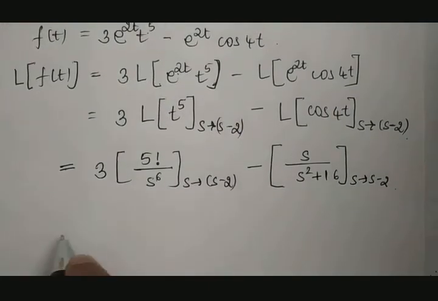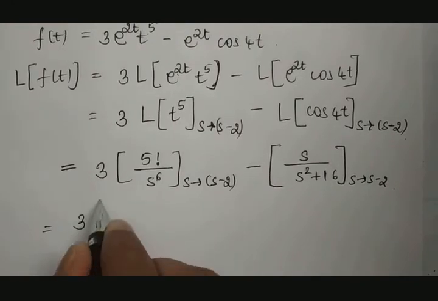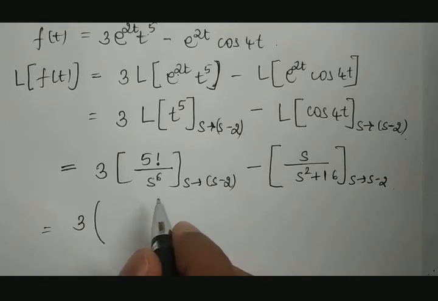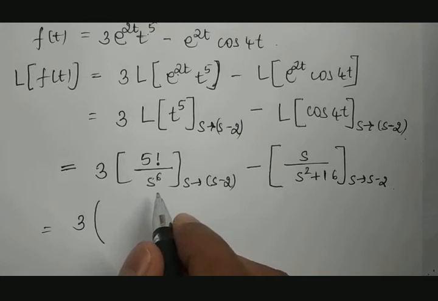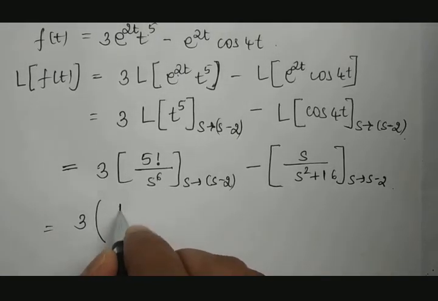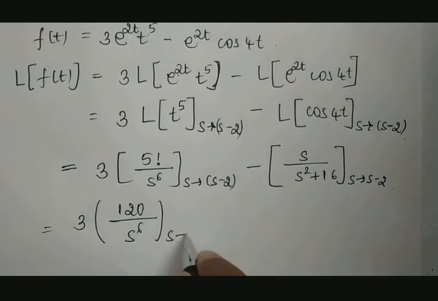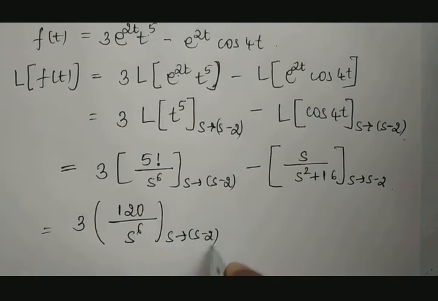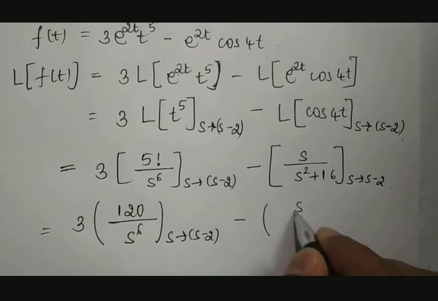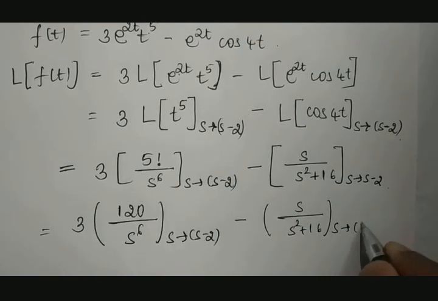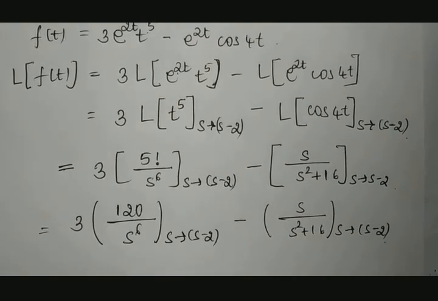Therefore 3 into 5 factorial. 5 factorial is 5 into 4 into 3 into 2 into 1. 5 4s are 20, 2 3s are 60, 6 2s are 120. So 120 divided by s raised to 6, where s is going to be replaced by s minus 2. This one, s divided by s square plus 16, where s is going to be replaced by s minus 2.